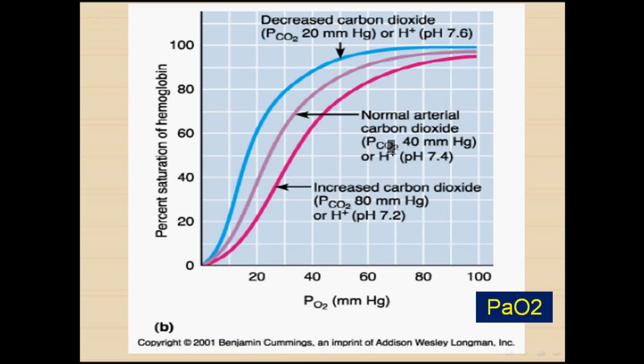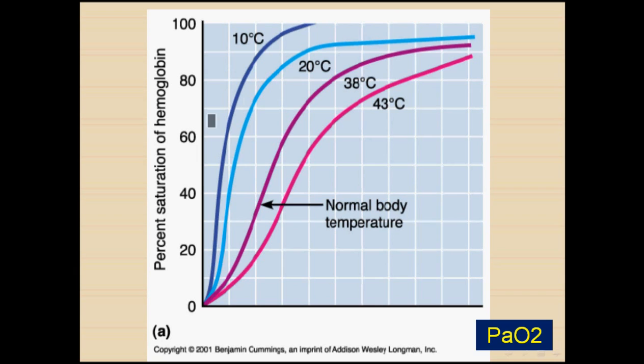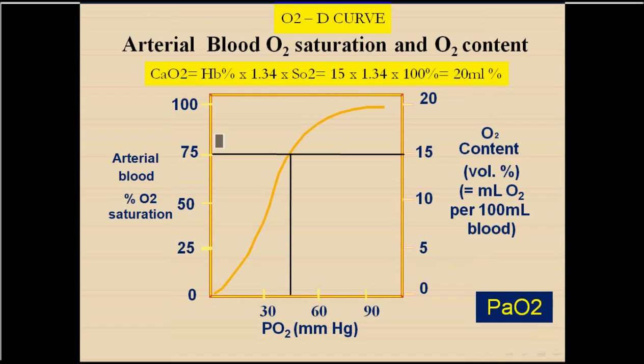That's why, for carbon dioxide, oxygen, the same thing as I've mentioned before: carbon dioxide, hydrogen ion, and temperature shift to the right, and the reverse shifts to the left. Same thing for the temperature. Increase in temperature shifts to the right. Decrease in temperature shifts to the left.